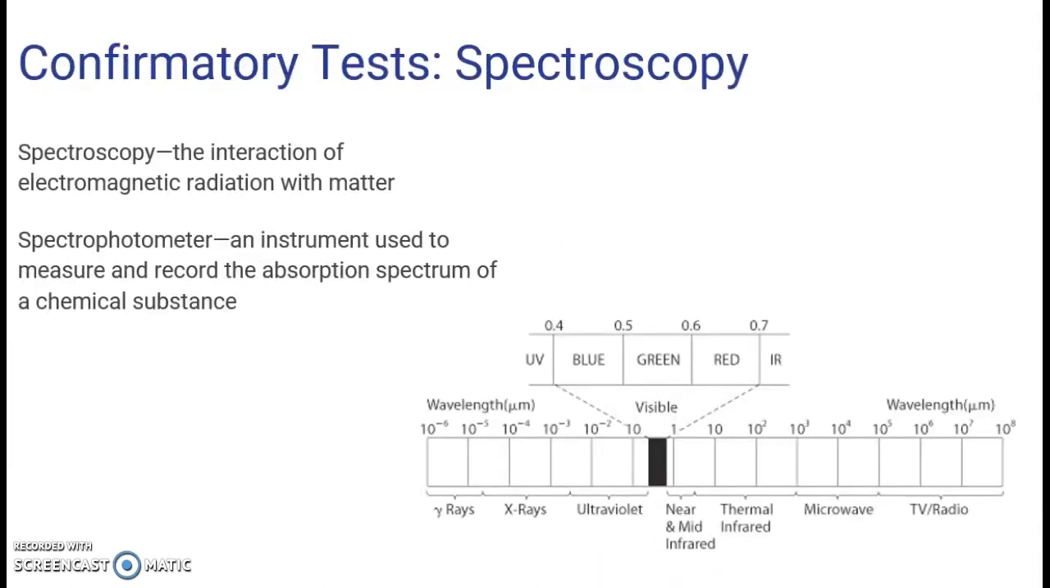One of the confirmatory tests: gas chromatography is going to separate the drug, and then you're going to use spectroscopy, which will use electromagnetic radiation to go through the sample that you've separated. The spectrophotometer is the instrument that's used to measure and record the absorption spectrum, and each drug will have a specific mass spec. It'll be a chart that you look at, and it'll give you a specific wavelength, and it's like a fingerprint. It's unique to each drug.